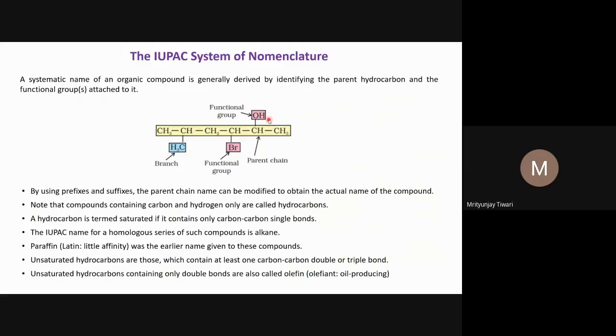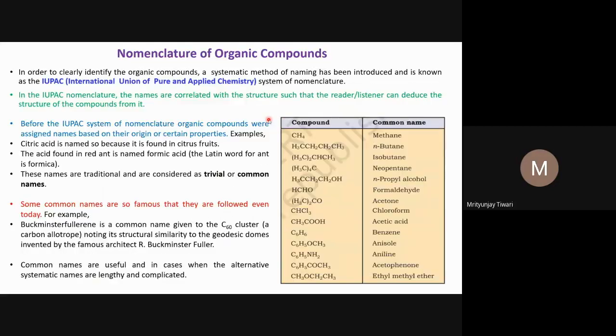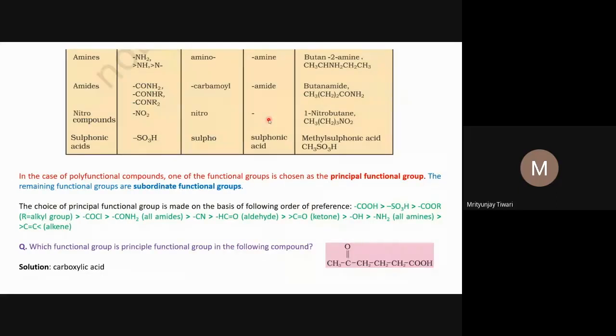Then we look at the functional groups. If there is more than one functional group, then we look at this priority order, this order of preference. The functional group which comes first in this order is more reactive, and so that is the primary or principal functional group. If you look at the OH group, OH groups are here, and alkyl groups come even after amines.